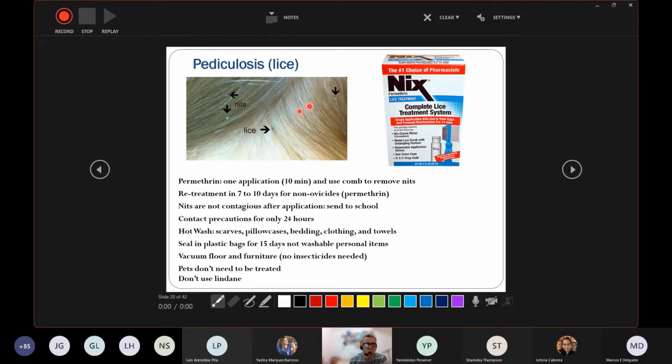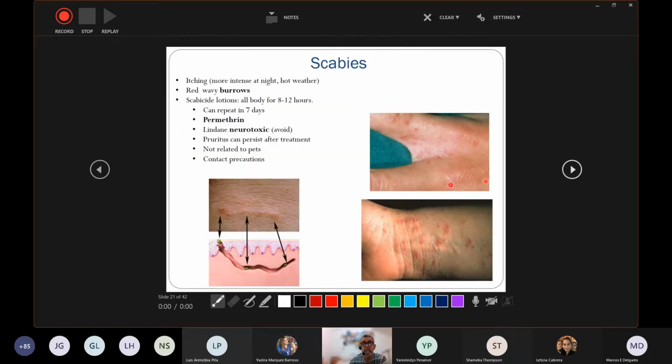Important: dogs, cats, and pets don't catch lice and don't need to be treated. And there is no need to spray insecticides because they are toxic, but you can vacuum the room and the house just in case any nit is on the floor. That's it. This is what you need to know. There are frequently applied questions about this.